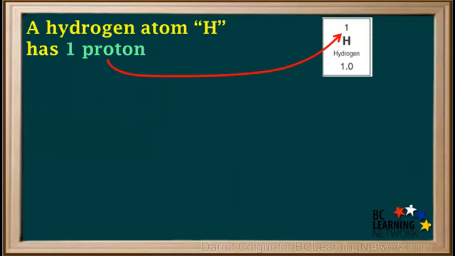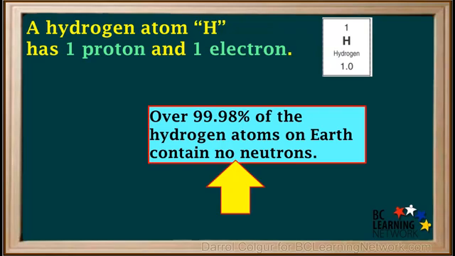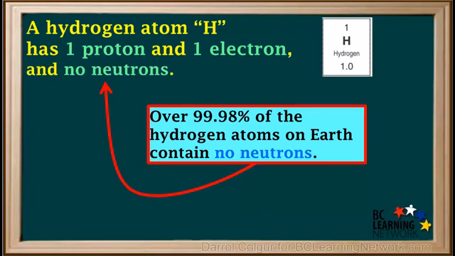Before we do that, just a quick word here about a hydrogen atom. Its atomic number is 1, so it has 1 proton. A neutral hydrogen atom also has 1 electron. It is known that over 99.98% of the hydrogen atoms on Earth contain no neutrons. So we'll state here that a hydrogen atom has no neutrons, which is nearly always the case.